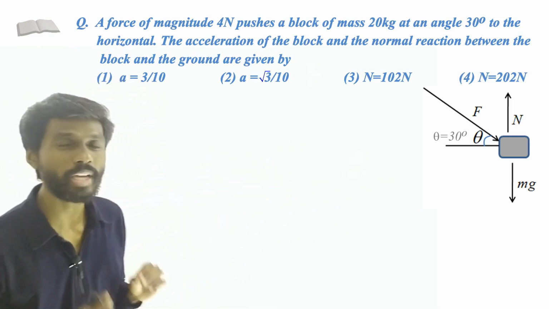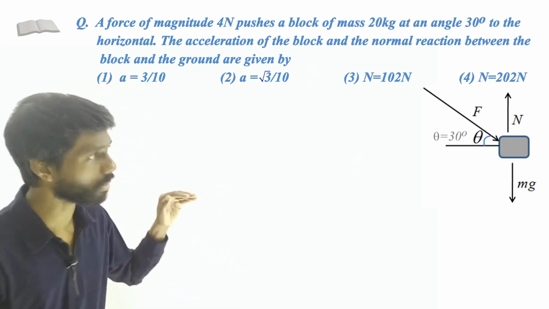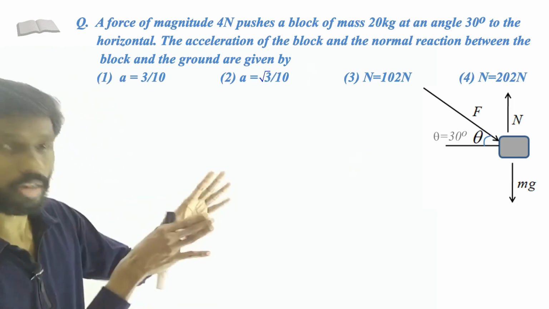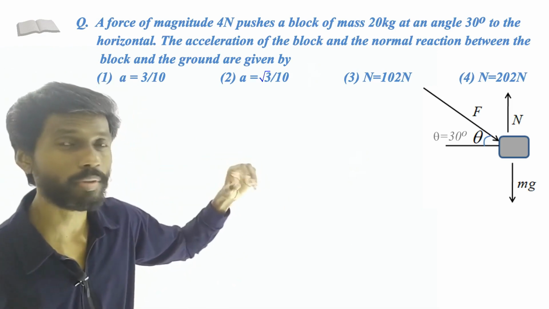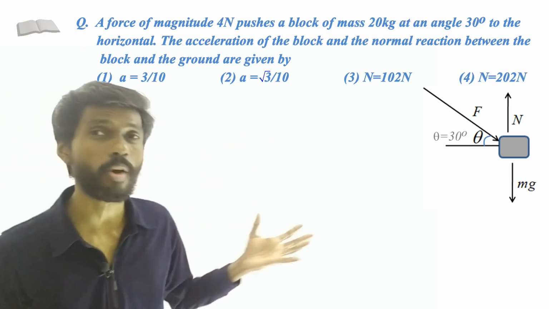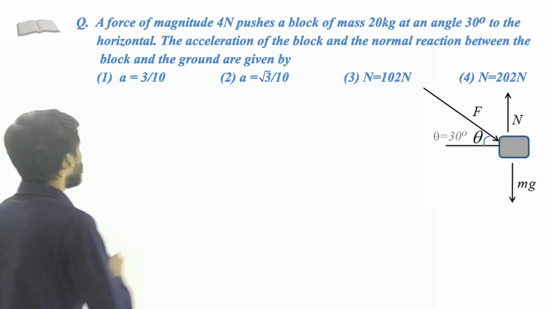Now we have to find the component of the force in the horizontal direction. Because the object is moving only in the horizontal direction, we want the effect of the force only in the direction of motion. So let us take the component of the force in the horizontal direction. We also take the component of the force in the vertical direction to find the normal reaction. So let us take the two directions, right? Let us first consider the horizontal direction.